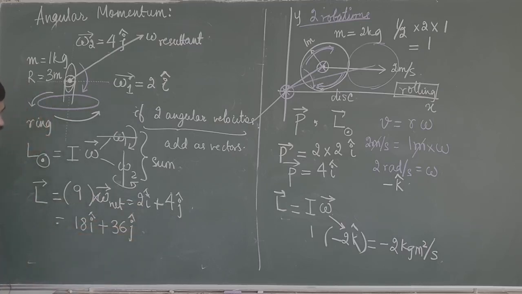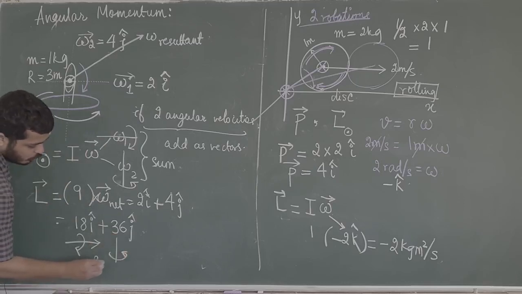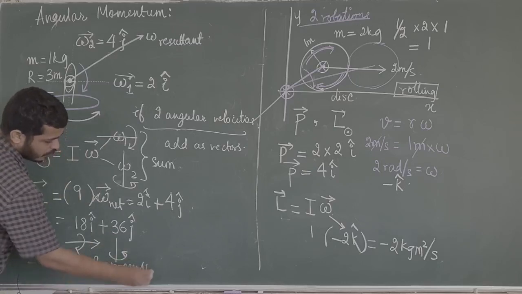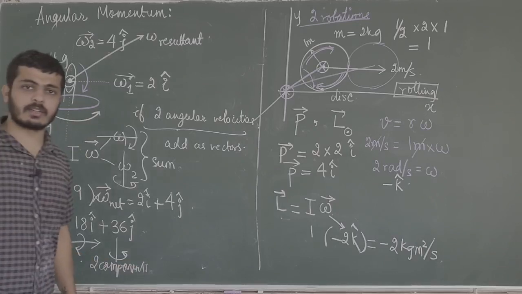So what does that mean? It means that the angular momentum has an x component because the particle is rotating like this. It also has a j component because the particle is rotating in the vertical direction. So it has two components. It can also have three components. That's not a problem.